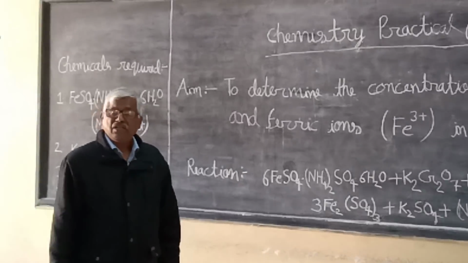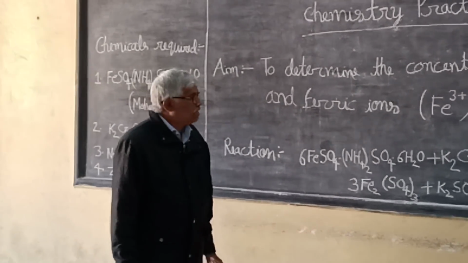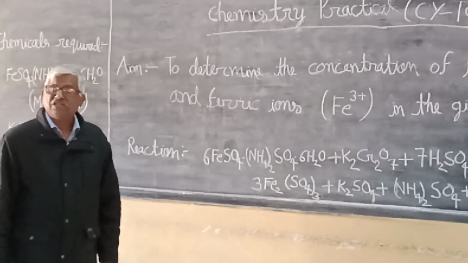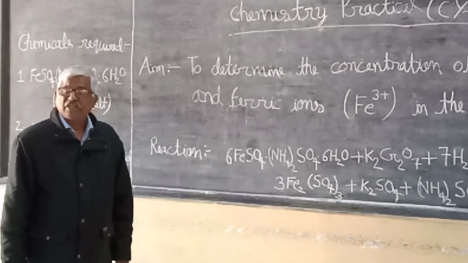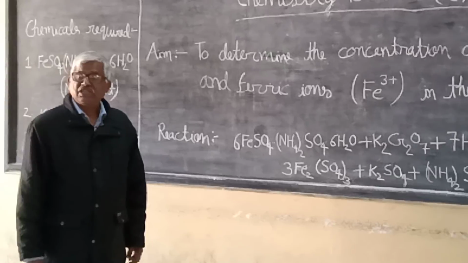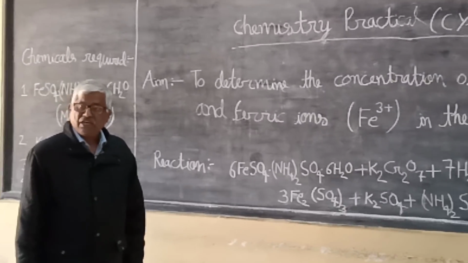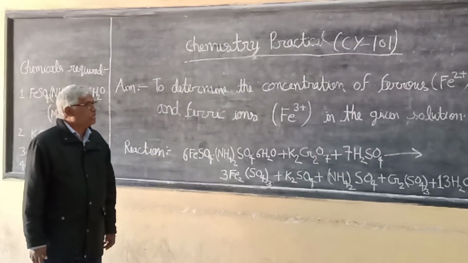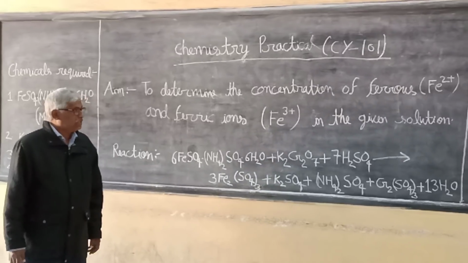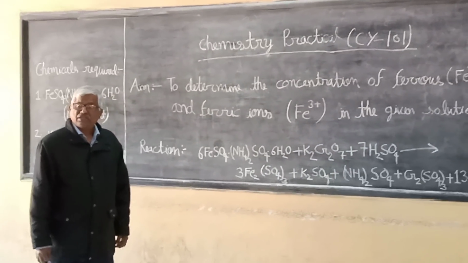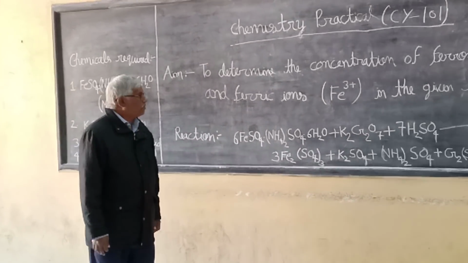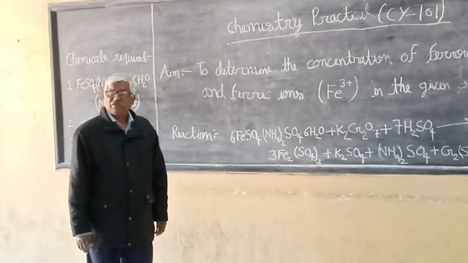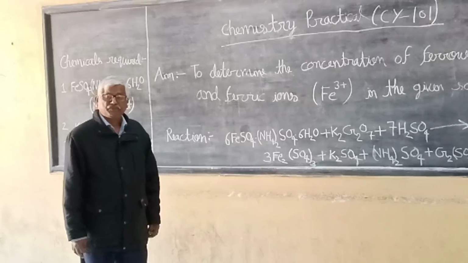Here, one solution mixture is there in which both the ferrous and ferric ions are present. You have to determine the ferrous ion concentration and ferric ion concentration separately. For this you have to do some experiment. If you see the reactions for titration, you can determine the ferrous and ferric ions by titration.